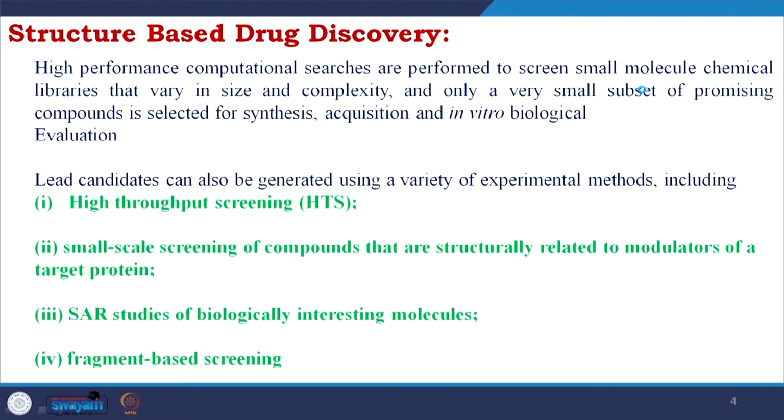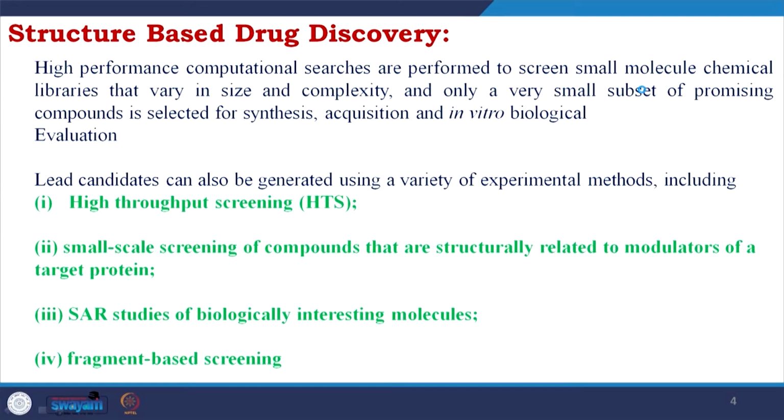High performance computational searches are performed to screen small molecule chemical libraries that vary in size and complexity, and only a very small subset of promising compounds is selected for synthesis, acquisition and in vitro biological evaluation. So, if you remember, when I started talking about rational drug designing, one thing I was repeatedly saying is that traditional drug designing was not a failure; rather, we got a lot of drugs through rational drug designing. But now, day by day, we have drugs but we need more improved drugs, and the process demands a huge amount of time as well as money.